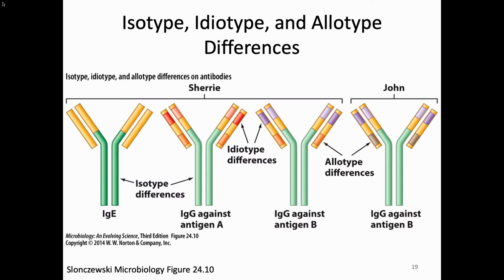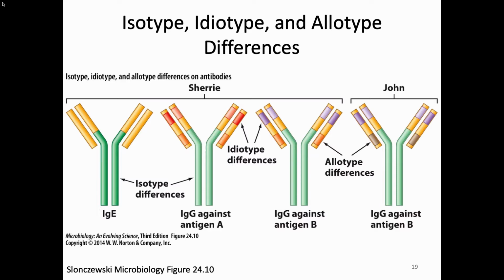We can also see individual differences from person to person that may be due to polymorphisms, just general genetic changes from person to person. So here you can see we have Sherry's IgG against antigen B and John's IgG against antigen B. Those are known as allotype differences. Today we are largely going to be talking for the rest of our time about isotype differences, but you can use other terms to describe some of these types of differences.